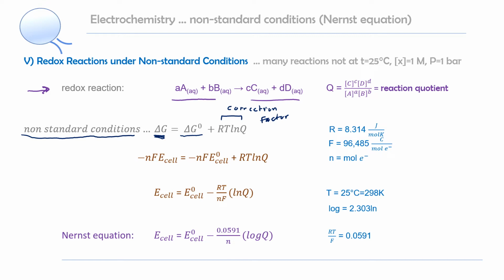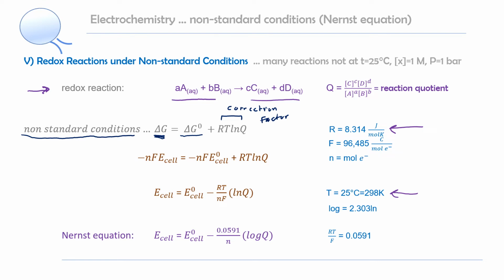R is the gas constant that we've been using regularly, 8.314 joules per mole degree Kelvin. T is temperature in Kelvin. And Q is the reaction quotient, just like we demonstrated above.